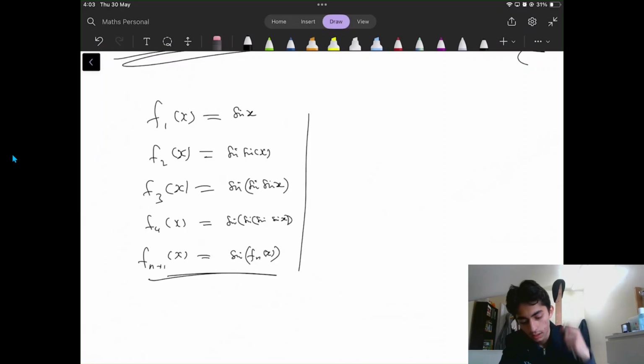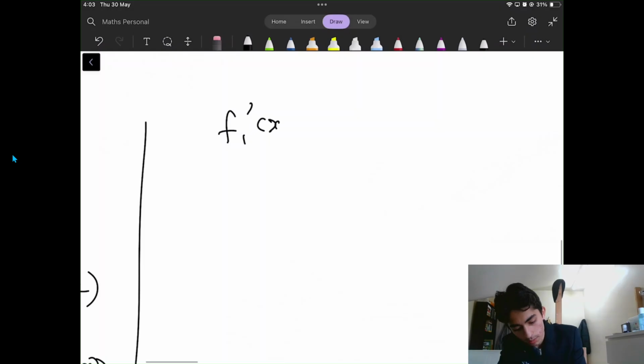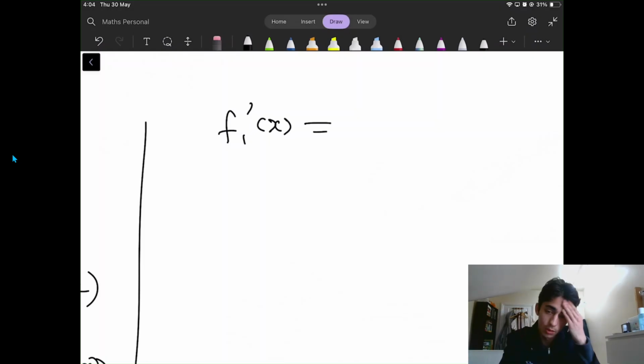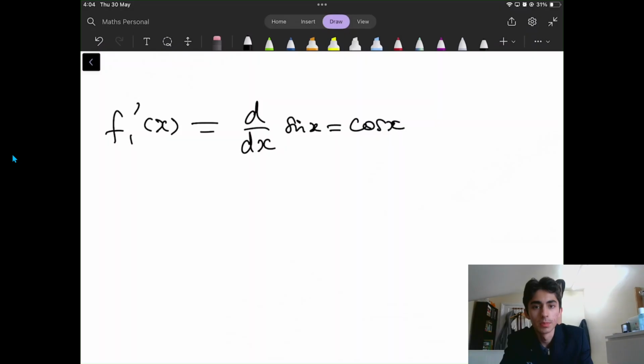Let's start with f1 of x. The derivative of f1 with respect to x, we're not talking about the formula 1, I'll stop. The derivative of sine of x is just cosine, obviously, right? If you didn't know this, you may want to recap your differentiation by first principles, your sine addition rule, your squeeze theorem, all of that. There's plenty of stuff on YouTube.